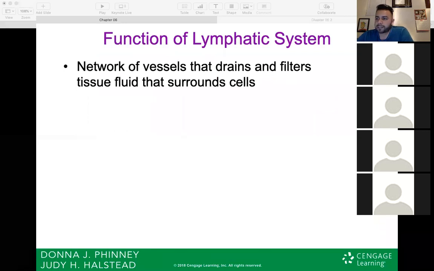So the lymphatic system is a network of vessels that drains and filters the tissue fluids that surround the cells. So we can think of it sort of like a cell filter or a cell cleaner is what our lymphatic system is.